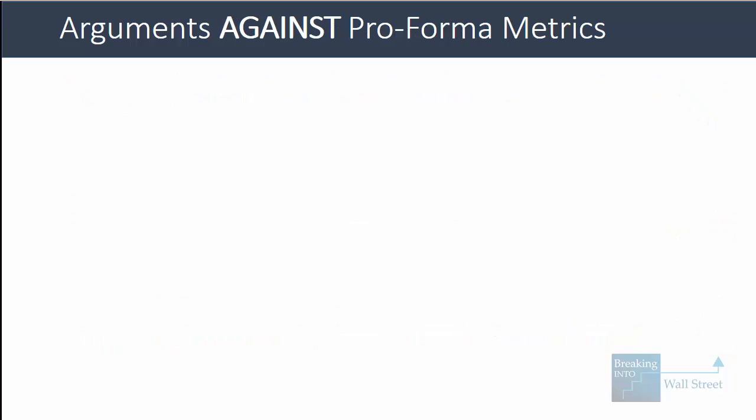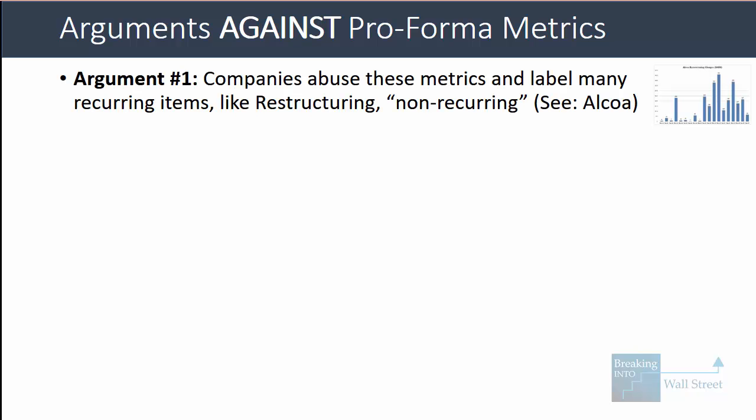Now, the arguments against pro forma metrics are the following. First off, a lot of companies tend to abuse these metrics and label many items that are actually recurring, like restructuring, non-recurring. The classic example is Alcoa. I've listed here on the right side of the slide their so-called restructuring expenses that they added back. As you can see, they have restructuring expenses in virtually every single quarter in some amount. So in our opinion, it's not really valid to add this back and to remove it.